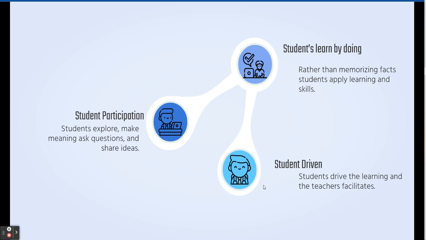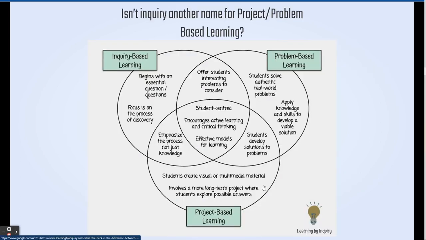There are other ways to do this where you could have some student driven pieces to the inquiry, which leads us to the difference between inquiry-based learning, problem-based learning, and project-based learning. So this is a fantastic Venn diagram. It's a really great way to think about this. Inquiry, again, as you can see, begins with sets of questions, but I would argue that so does problem-based learning, and so does project-based learning. The focus is on this process of discovery in inquiry-based learning. That's a really important piece of this.